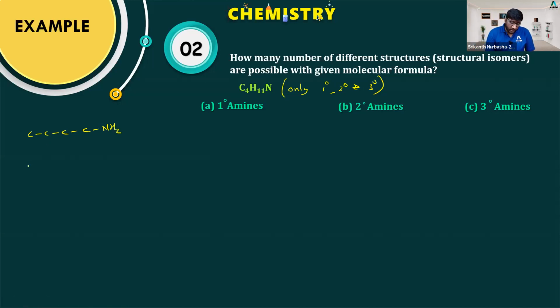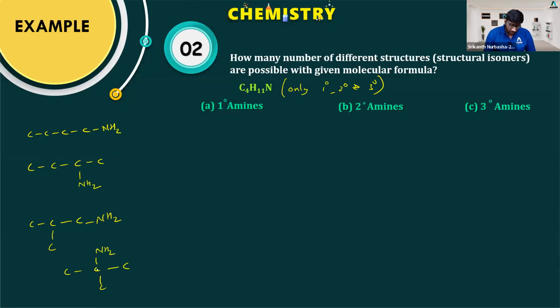I can have 4 carbons in the same chain. I can also have 4 carbons, but I can change the substitution to the second position. This is also a primary amine. And I can reduce the carbon chain length now because with 4 carbons I have looked at all the examples. If I reduce the carbon chain length to 3 carbons, 3 carbons means I can write like this. I can also write in this fashion.